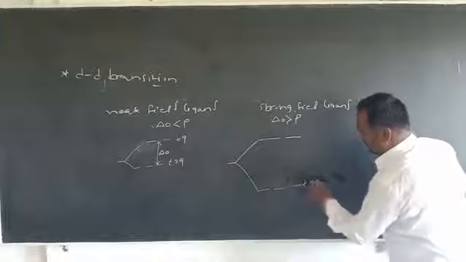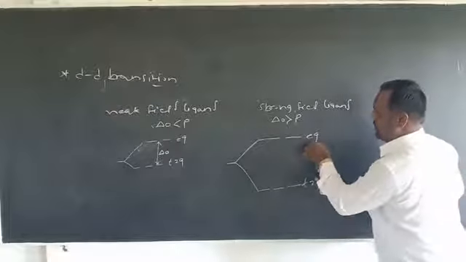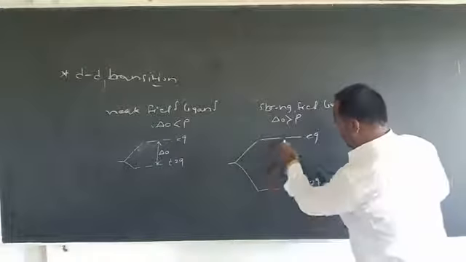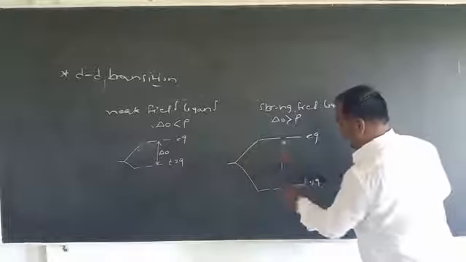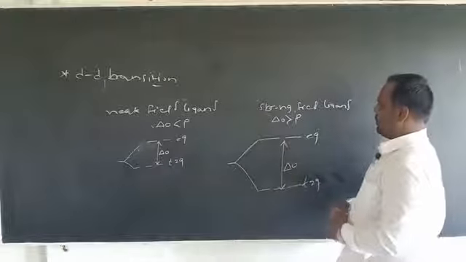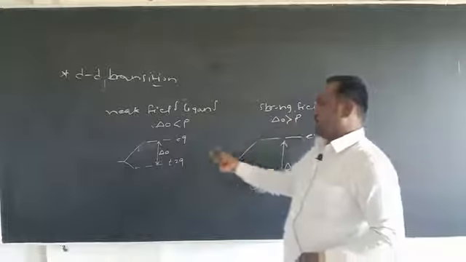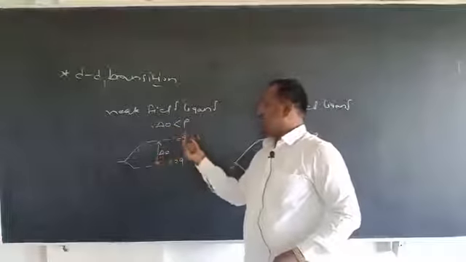This is your T2g and this is your Eg. So there is a large difference. Delta octahedral is greater than the pairing energy. So this is the energy difference. What is this pairing energy?